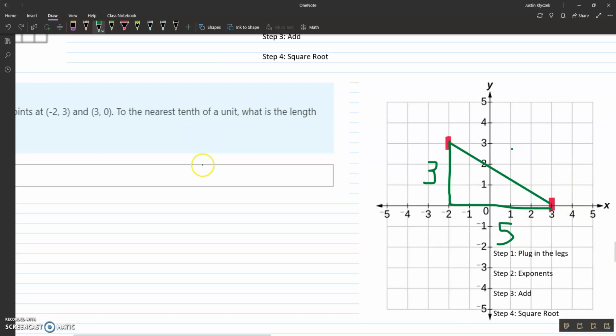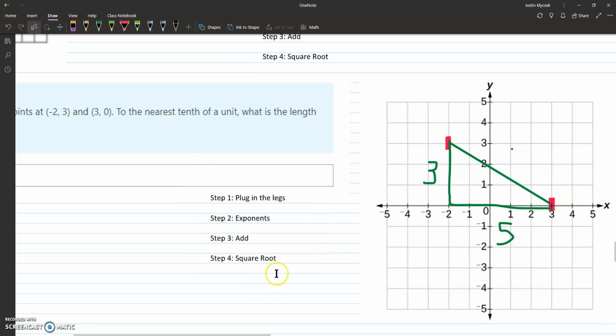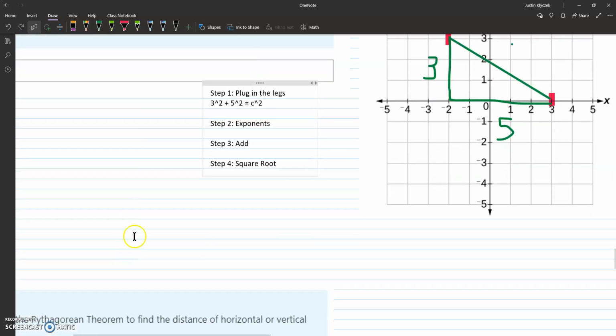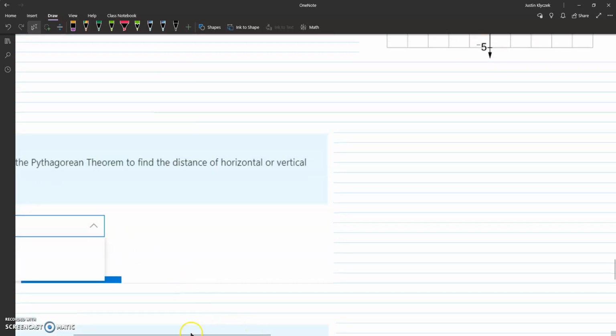So again, we'll use the same exact steps as before. We're going to plug in the legs, which are 3 and 5. We're going to do the exponents. We're going to add and do the square root. Your answer should be bigger than 5 because it's got to be the biggest side, right? We're looking for the hypotenuse. So 3 squared plus 5 squared equals c squared. There you go.